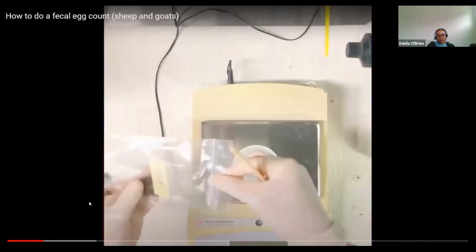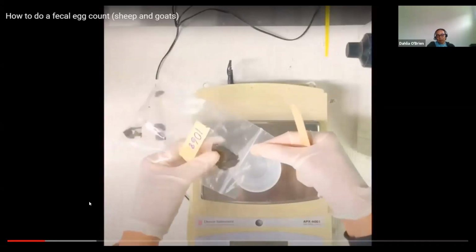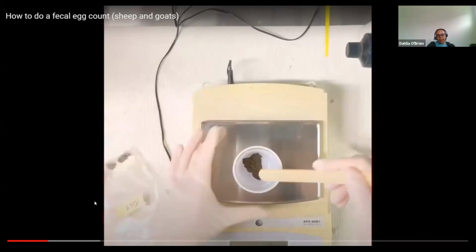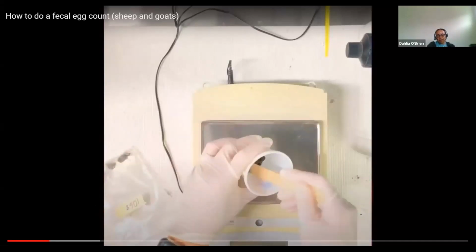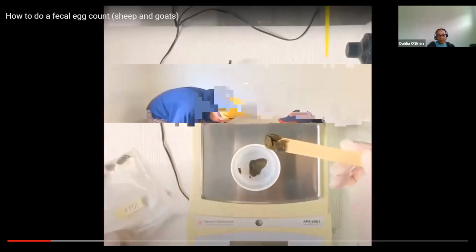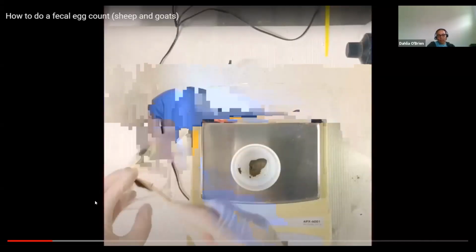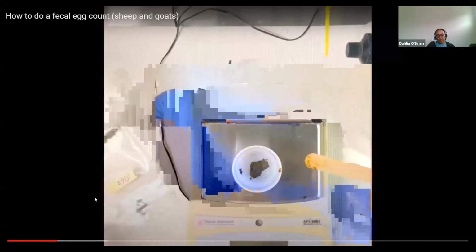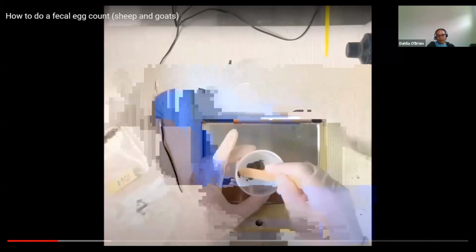Next, I am weighing out my sample. You can see my scale is tared, and this sample is not like tiny pellets and dry. It has some moisture in it. So what I put out was pretty heavy. So I'm going to remove enough until it's about 4 grams of fecal matter, so I can then add my solution.